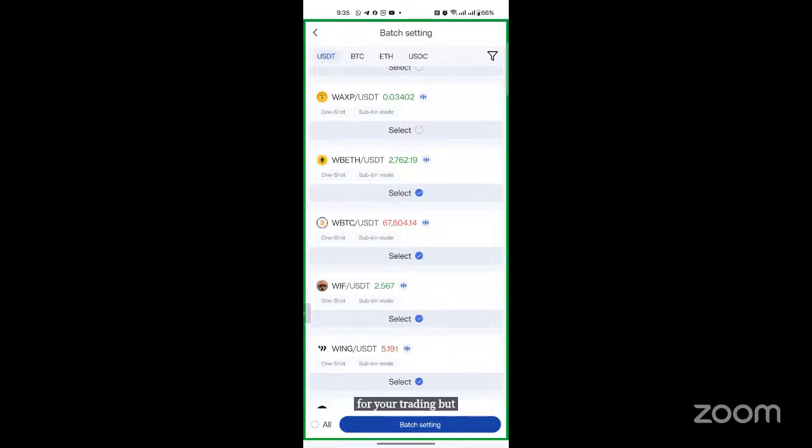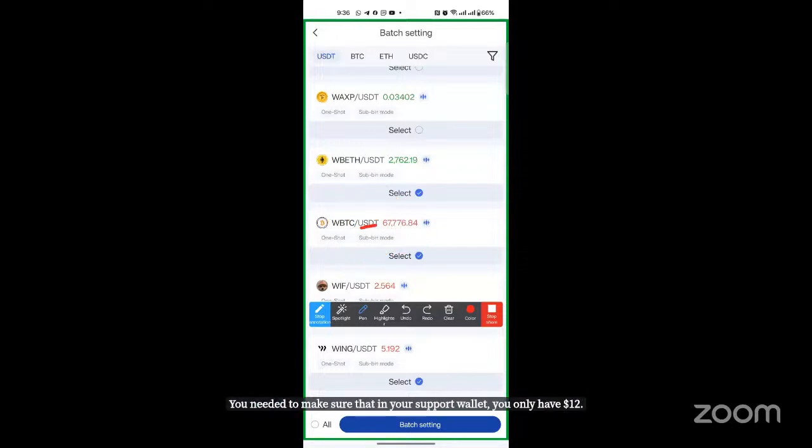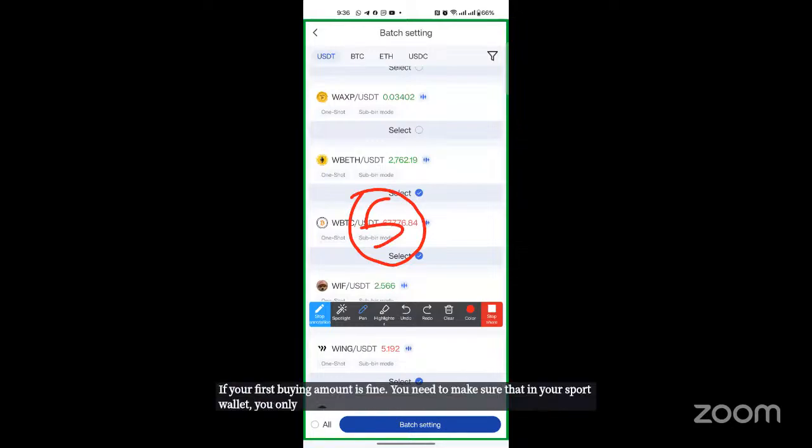But before you come and do all these tasks, the first important thing you need to do is check how much your first buying amount is. If your first buying amount is 12, you need to make sure that in your spot wallet you only have $12. If your first buying amount is 5, you need to make sure that in your spot wallet you only have $5. How do you do that?